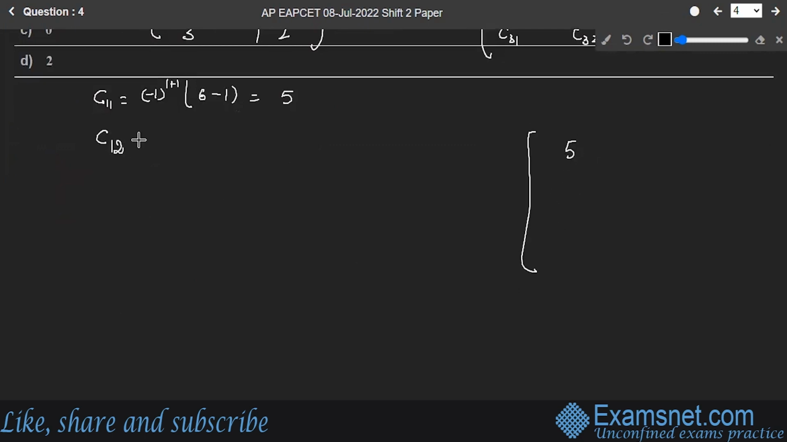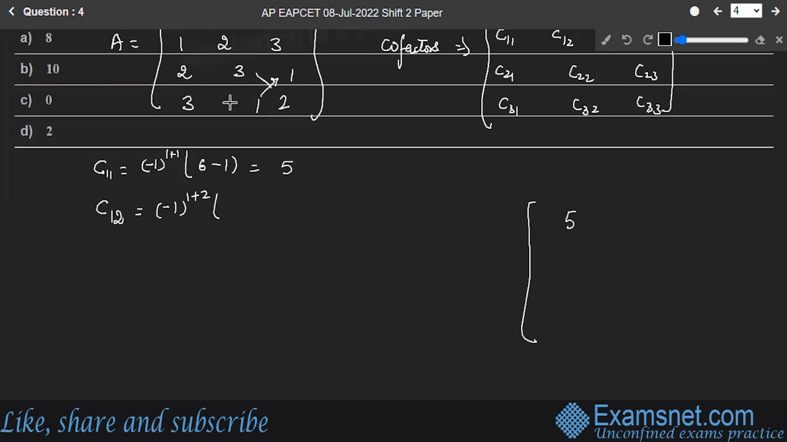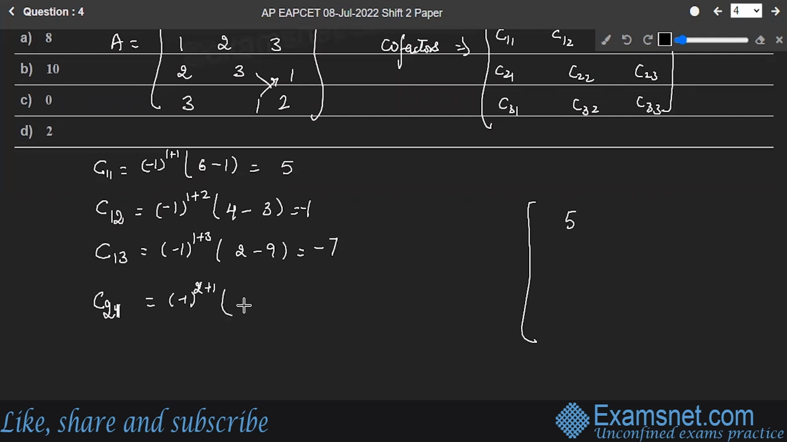Second one, C12. So minus 1 raised to power 1 plus 2 whole multiplied by, I'm leaving the first row and second column. So this will be 2 2s are 4, minus 3 1s are 3. That will give me a minus 1. Similarly, C13, minus 1 raised to power 1 plus 3. 2 1s are 2, 3 3s are 9. This will give me minus 7. C14, minus 1 raised to power, not 14, sorry, 21. So 2 plus 1 whole multiplied by, this will give me 4 minus 3. So this is minus 1.